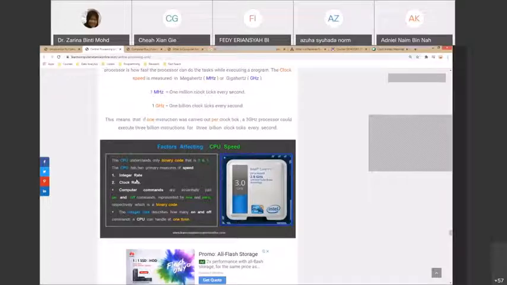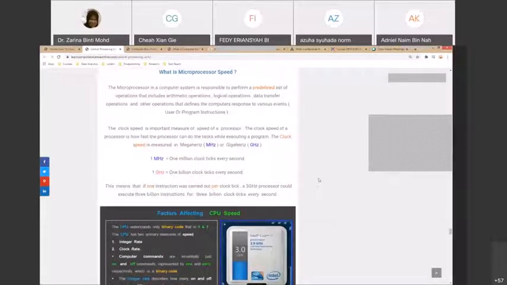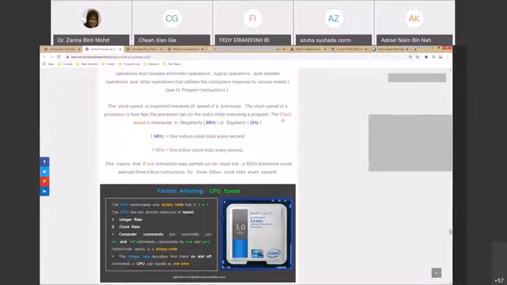Okay, clock rate ni adalah how fast the processor can do the task while executing a program. Alright, so for example, over here, clock rate ni sama dengan clock speed lah. Okay, so we read over here clock speed ni. Okay, usually it is measured in megahertz and gigahertz.